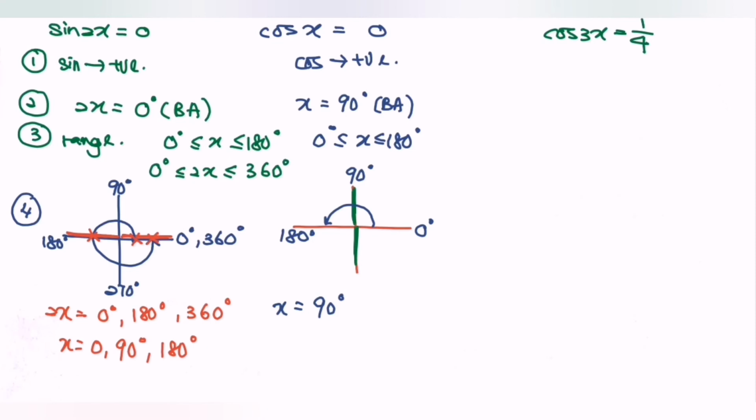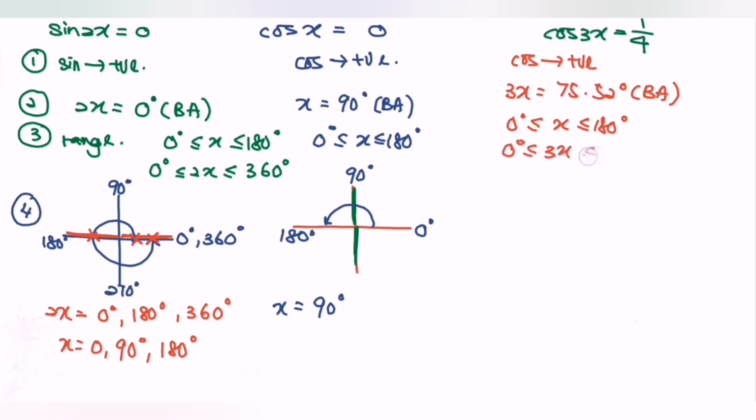For the third part, we have cos 3x equals 1 over 4. For this part, we have cos positive, meaning that we have the first and the fourth quadrant. Regarding the basic angle, 3x equals, kindly refer to the calculator, 75.52 degrees, the basic angle. Next, we have the range. At the beginning it is 0 until 180, so multiply all the elements by 3, and we have 0, 3x, and 540. Continue, refer to the quadrant. So here is our basic angle.